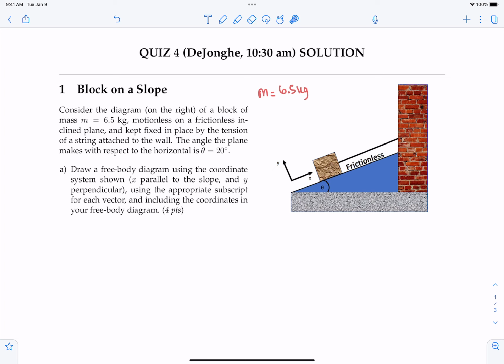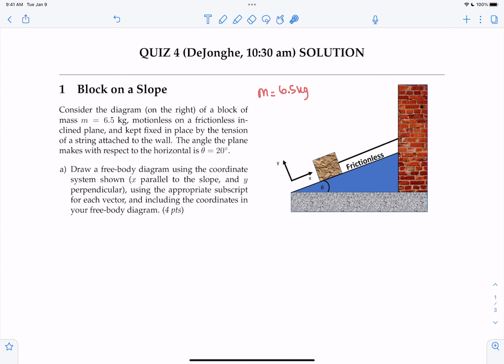But we also have this little tidbit here. Actually, let me turn on do not disturb so I don't get any notifications. Sorry about that. But we have that it's kept fixed in place by the tension of a string attached to the wall. So this indicates that we have some kind of tension force that's going to be a component in our F net equations, right?